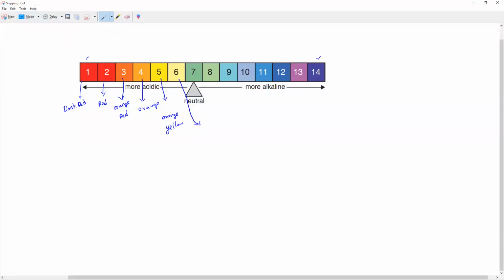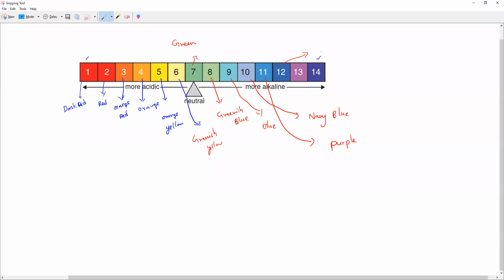Is it okay, guys? Next, sixth one: greenish yellow. Seventh one, what is the seventh one? Everybody. Green. Eighth one: greenish blue. Ninth one, what is the ninth one? Blue. Okay. Tenth one: navy blue. And the 11th one, all of you: purple. Okay.